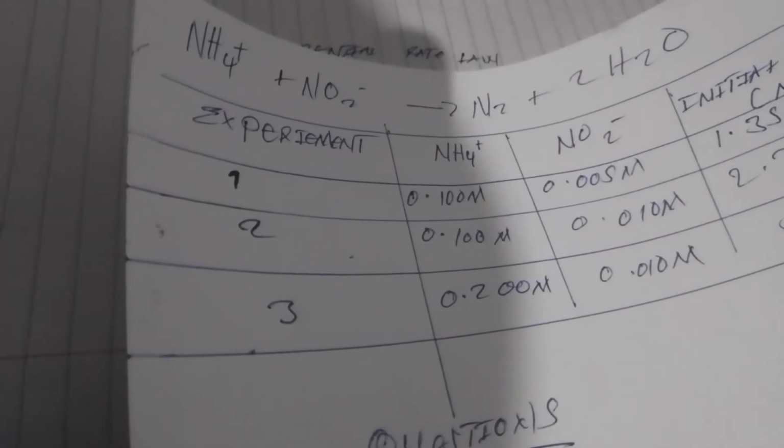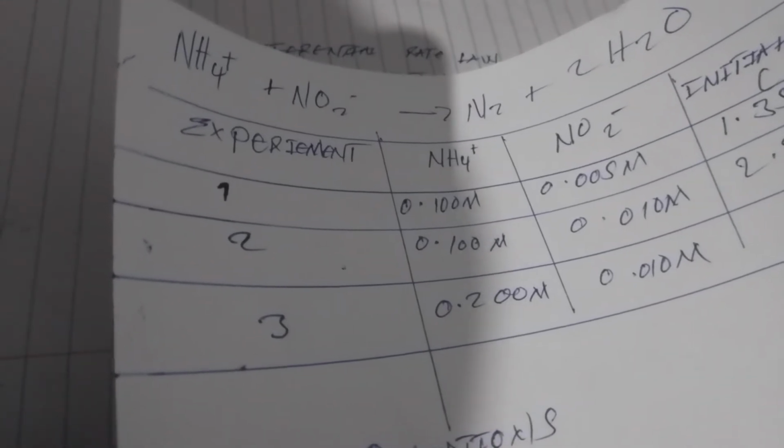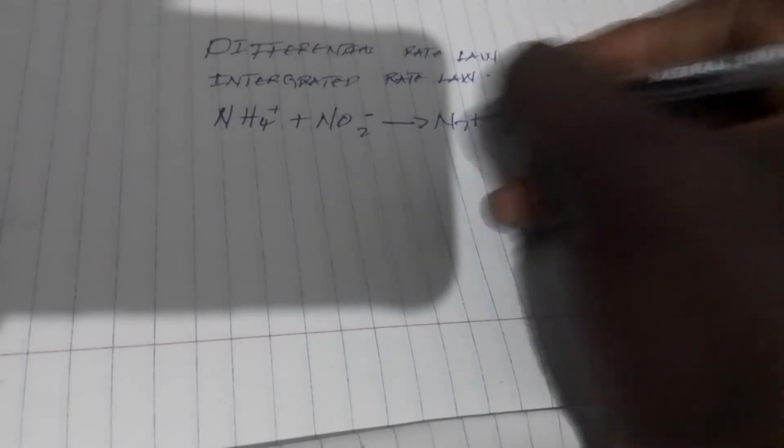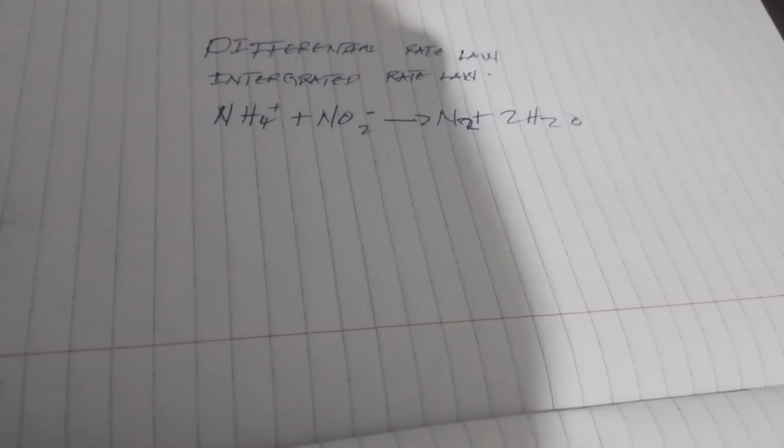By the way, we're still on the question, which says ammonium reacting with nitrate, producing nitrogen gas plus 2 molecules of water. You have to make sure that it is balanced. You have to make sure that everything is balanced, both the forward and backward reaction.